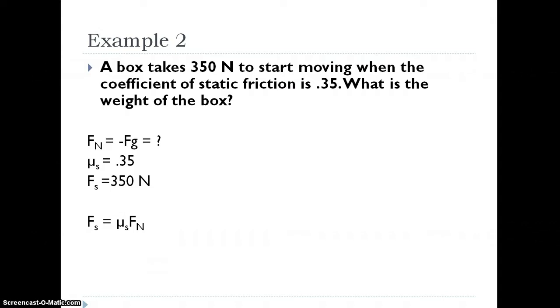So, here's our equation again. Put in our numbers and divide both sides by 0.35 and we get the normal force. Oh, 1,000. That's a nice even number. It's always happy when you have an even number when you solve a problem. So that's all you do on that one. That's a pretty quick example.